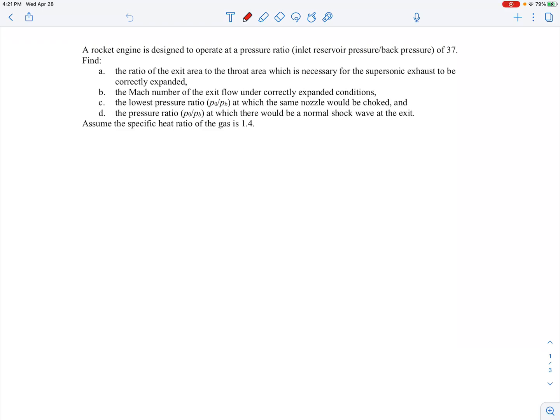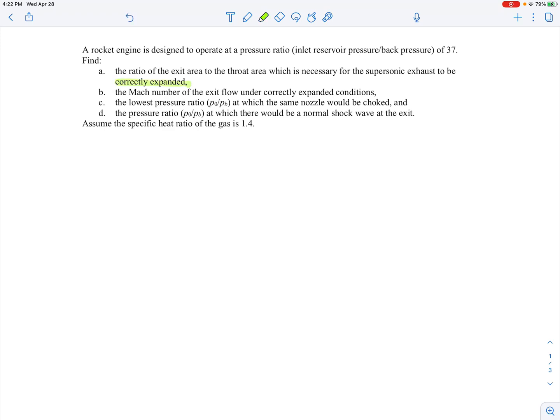In this example, we're told we have a rocket engine designed to operate at a pressure ratio, which is defined here as the inlet reservoir pressure, so that's the stagnation pressure, to back pressure of 37. And we're asked to find a number of things. The ratio of the exit area to the throat area, which is necessary for the supersonic exhaust to be correctly expanded. That's an important phrase.